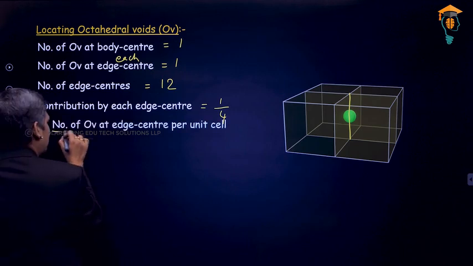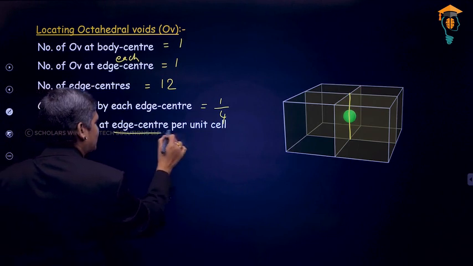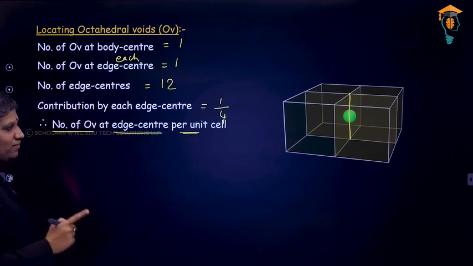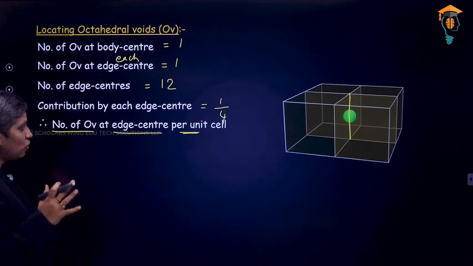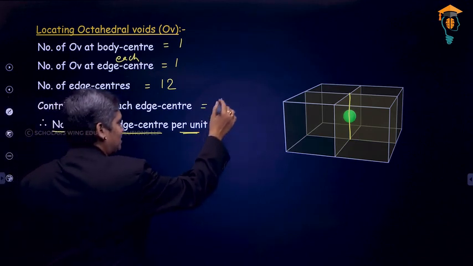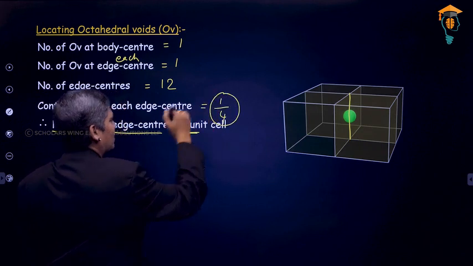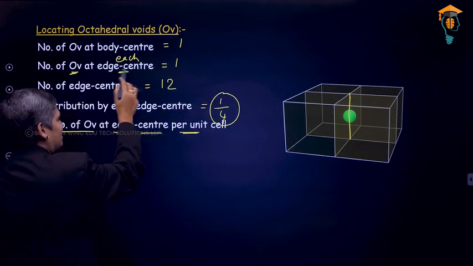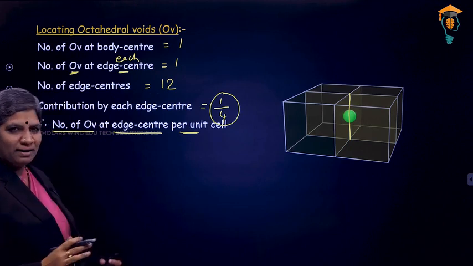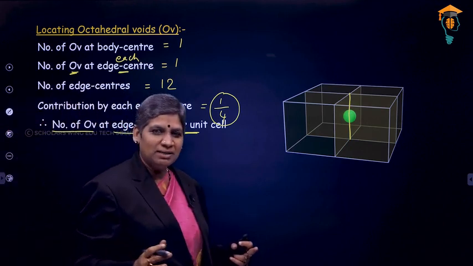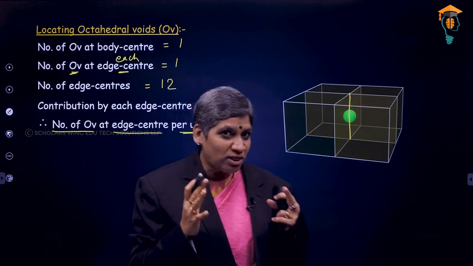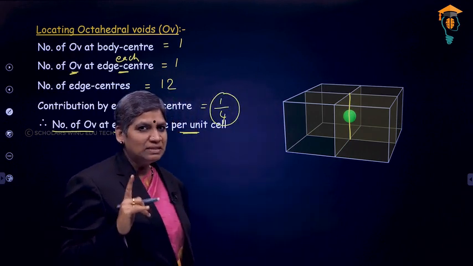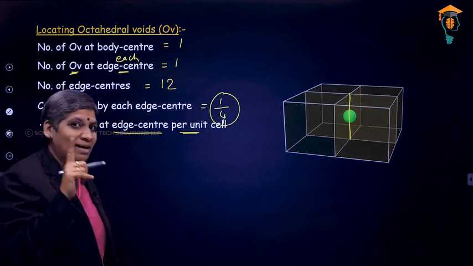Therefore, my dear friends, number of OV at edge center per unit cell. How will you calculate this? Very good. Since the contribution made by each edge center is 1/4, and we found 1 OV at each edge center, what is the meaning? Connect between the two. That means only 1/4 portion of the OV will belong to one unit cell. Is it very clear? Due to one edge center.